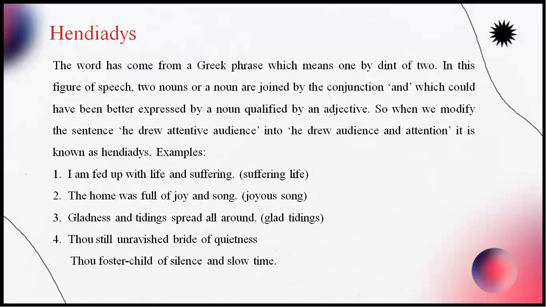Here is a poem for an example. Thou still unravished bride of quietness, thou foster child of silence and slow time. तो जहां पर आपको एंड कंजक्शन का यूज मिले किसी लाइन में, तो वहां पर कौन सा फिगर ऑफ स्पीच होगा? That will be Hendiadys.